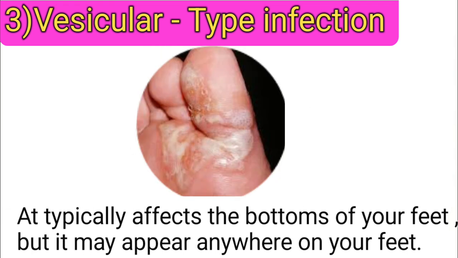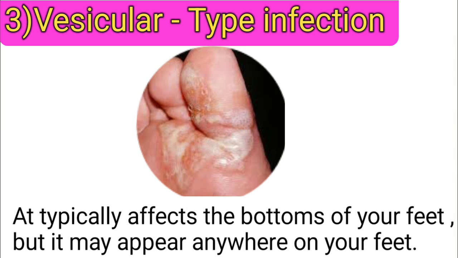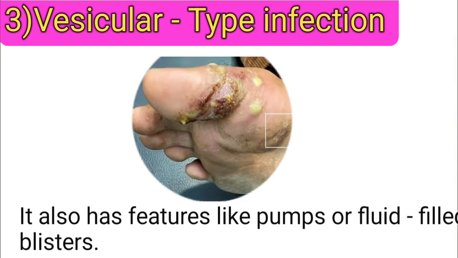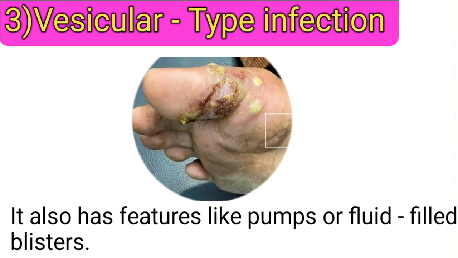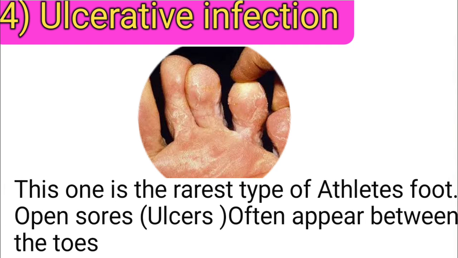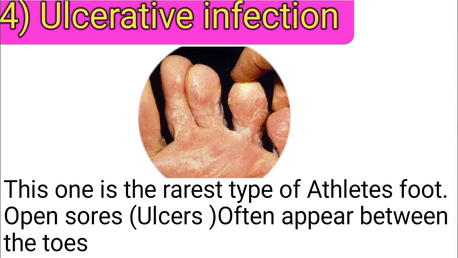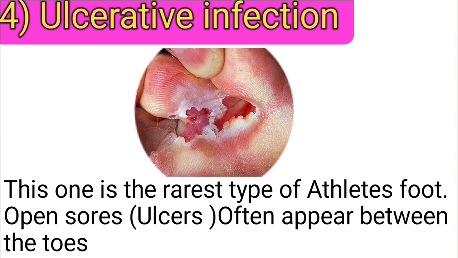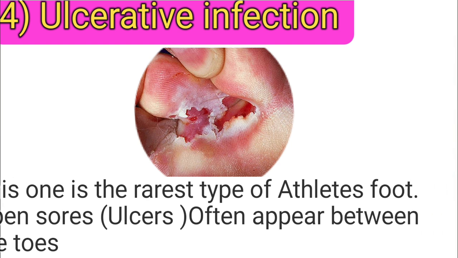Type 3, you have vesicular type infection. It typically affects the bottom of your feet, but it may appear anywhere on your feet. And it also has features like bumps or fluid-filled blisters. Type 4, we have ulcerative infection. This one is the rarest type of athlete's foot, and open sores or ulcers often appear between the toes.